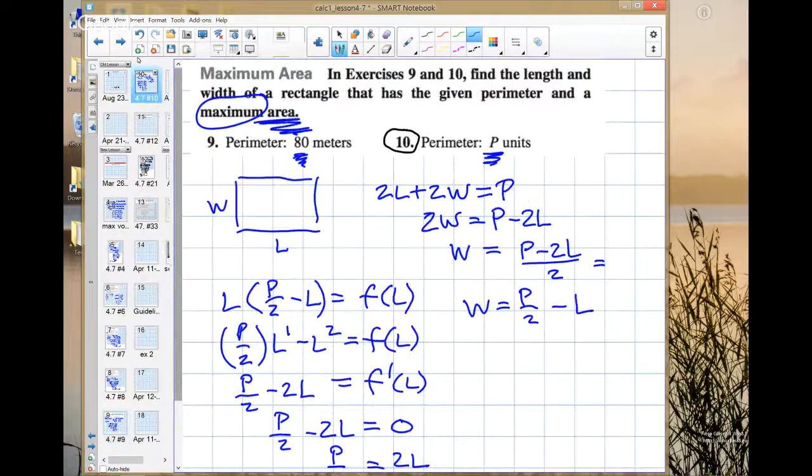I got a couple timeouts here for blowing and coughing. I'm sorry.